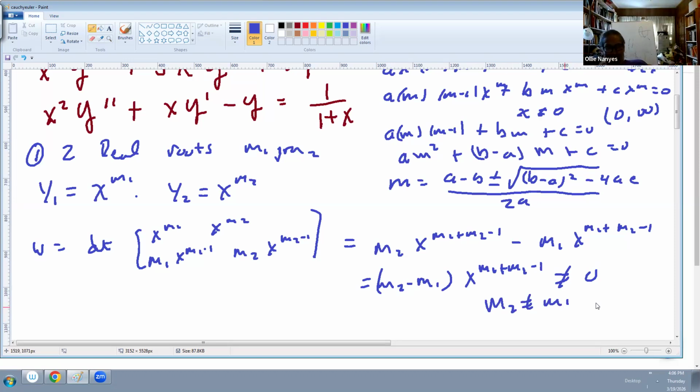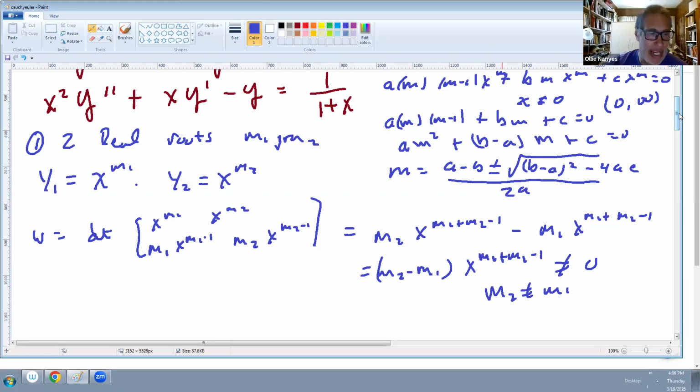So technically speaking, if you have 2 distinct roots, we kind of know what the answer is. So we have 2 real roots. These are the 2 solutions. 2. If we have, let's say, 2 complex conjugate roots.